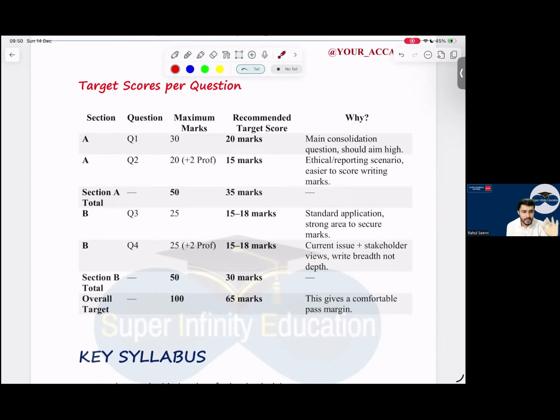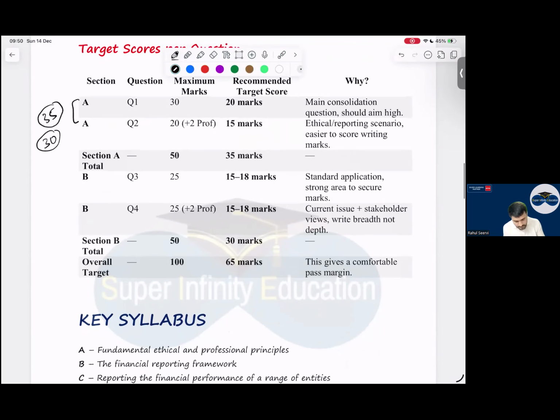Understand. So how much is the total in section A? 35. Bare minimum 35 you should score. Sir, 35 is not happening, 30 is coming. No issues, but you should aim for 35 from today only. Yes, sir. Then section B, 25 marks. What is the bare minimum you should score?